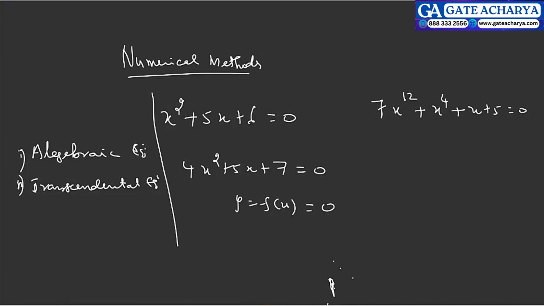Transcendental equations are those where the function involves exponential, logarithmic or trigonometric functions, or a combination of these. Suppose e power x cos x plus 6x plus 5 is equal to 0. Here exponential and trigonometric functions are both involved, so it is called a transcendental equation. Similarly, x log x plus 10 is equal to 0 involves a logarithmic function, so it is not algebraic and is called a transcendental equation.